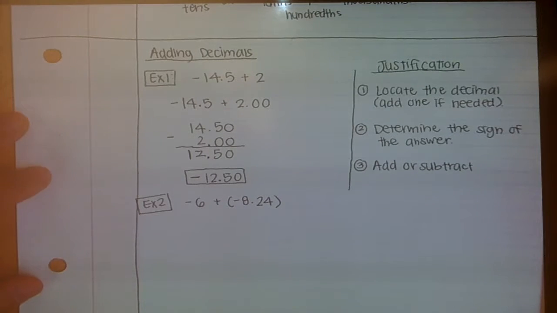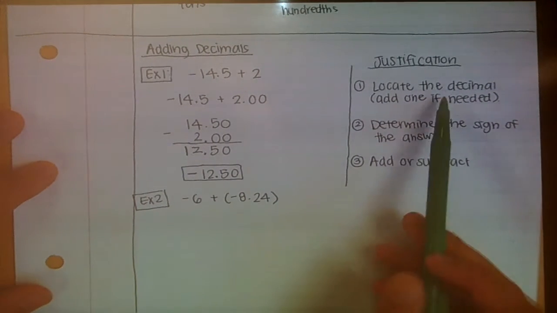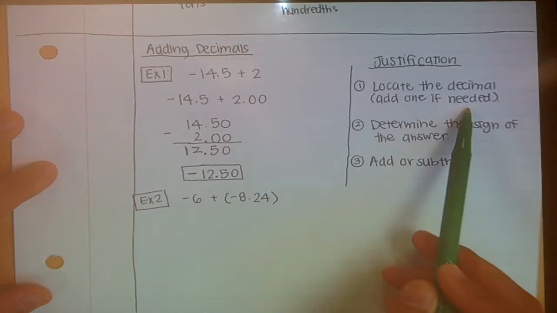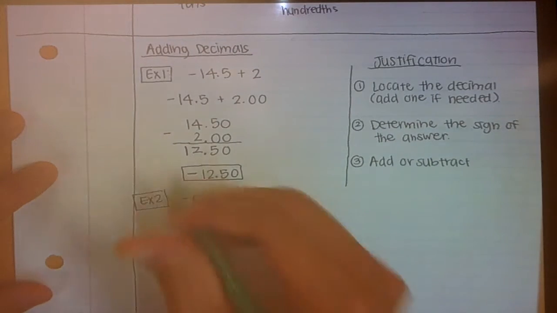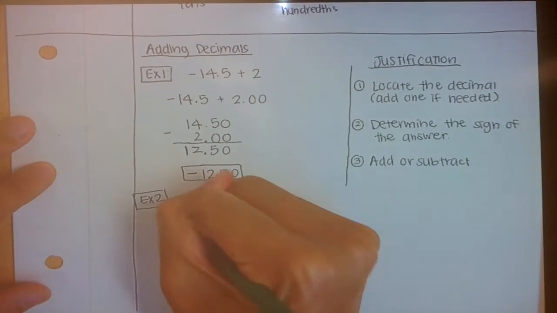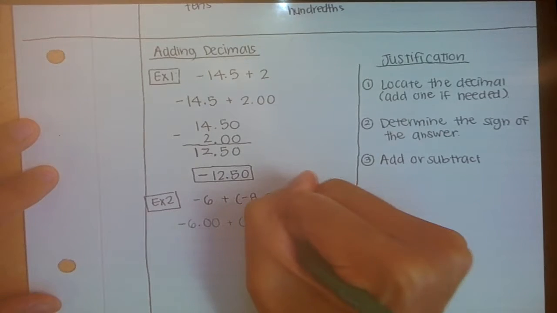Hopefully you were able to finish this problem. Let's check to see if you got the right answer. So the first step was to locate the decimal, and we need to add one if necessary. So here we need to add a decimal because we don't see one, so I'm going to rewrite it as negative 6.00 plus negative 8.24.